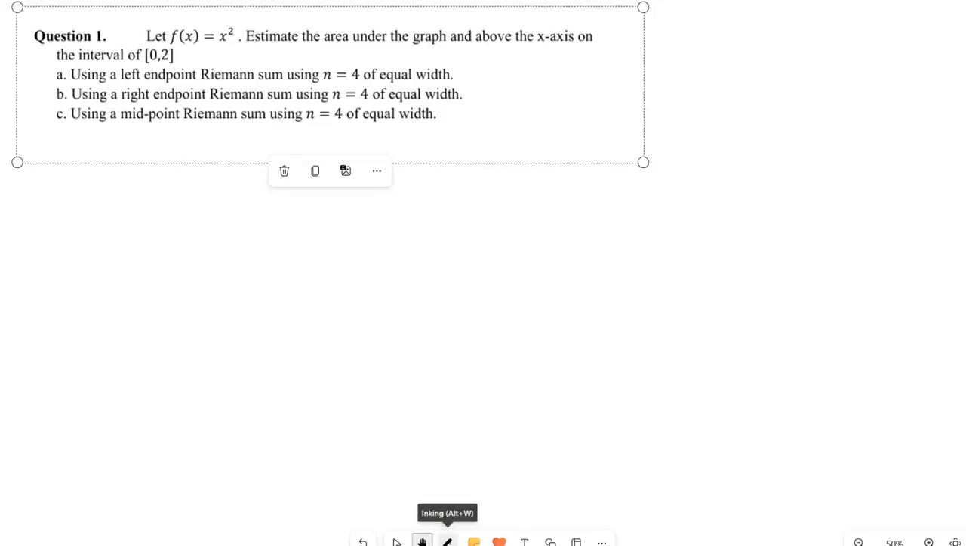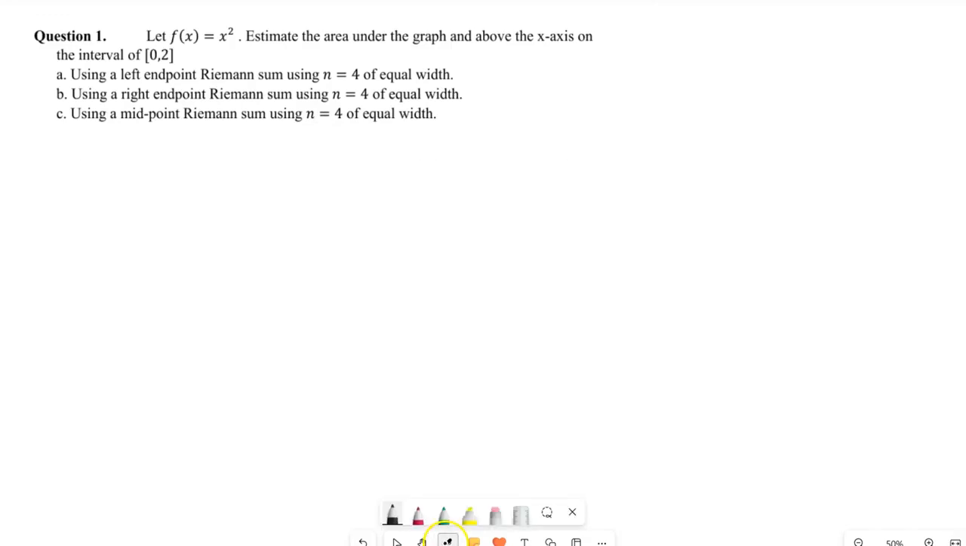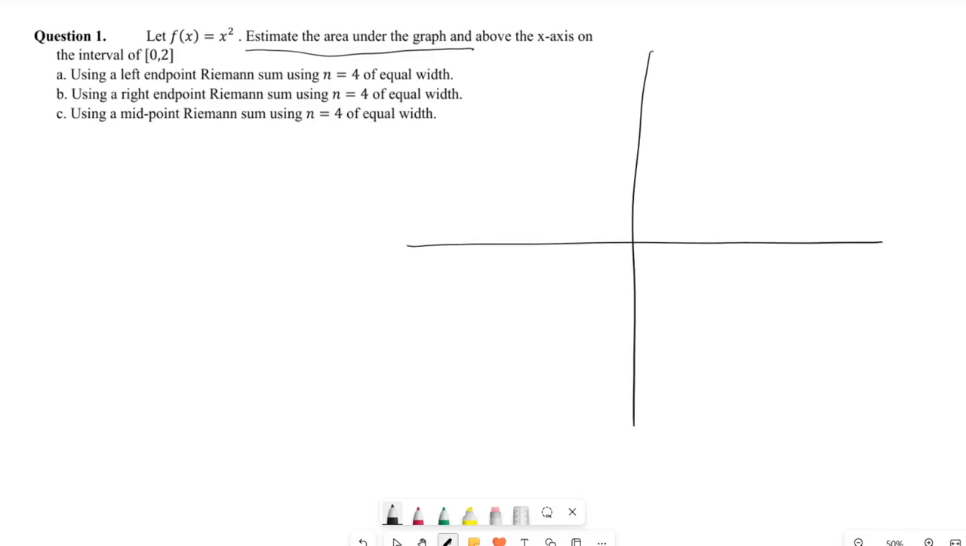So here in this question, we are going to try to figure out area under the curve using a concept called Riemann sum. So let's read. Estimate the area under the graph. The graph is x squared, so let's try to draw the graph.